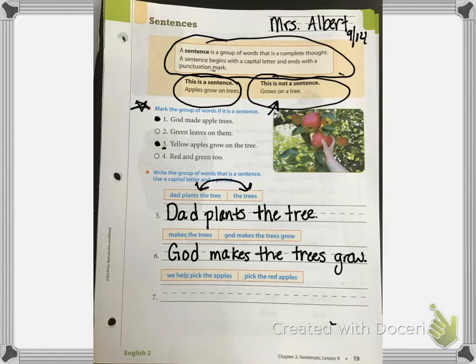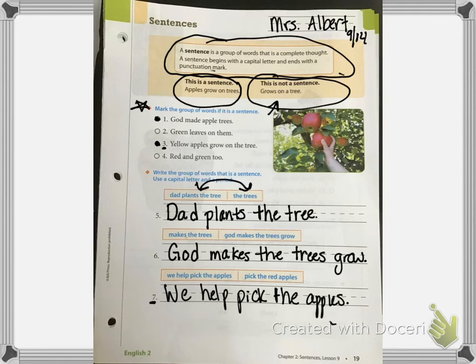All right, we're going to move on now to number 7. Number 7 right here. Okay, so we have 2 examples. There is we help pick the apples or pick the red apples. Which one would be the complete sentence? We help pick the apples, right?